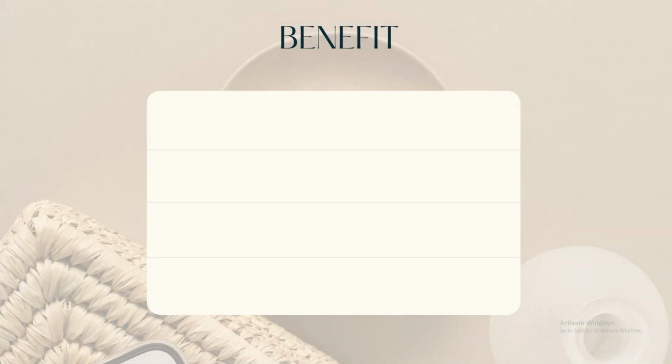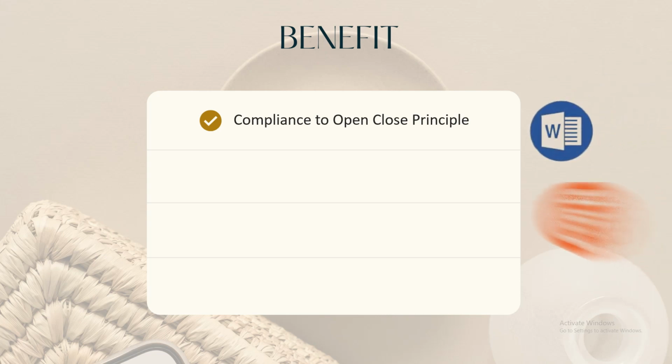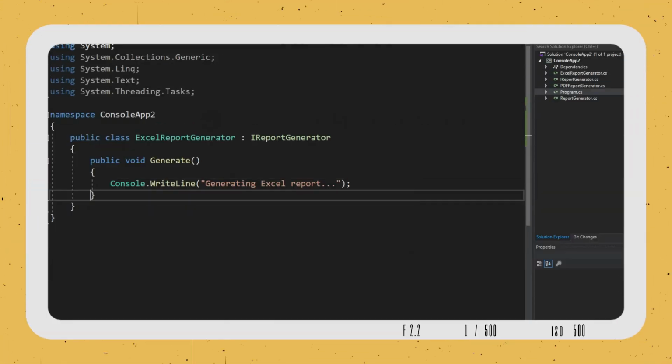Let's list down a few of the benefits of following this approach. In this approach, adding a new report format, say Word or HTML, would be as simple as creating a new class that implements the iReportGenerator interface. This design allows the system to be easily extended with new functionalities while keeping the existing codebase stable.